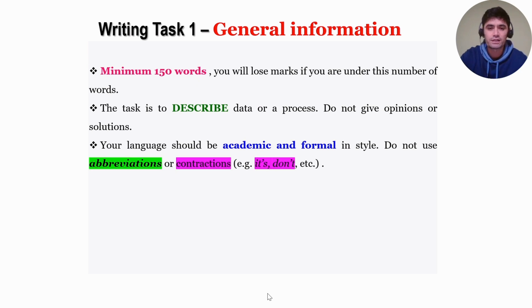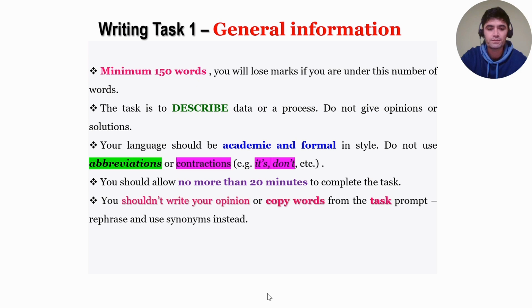And of course, like the other types of tasks, your language should be academic and formal in style. You shouldn't use abbreviations or contractions, for example, it's, don't, etc. And it's better for you to spend 20 minutes on this task. You shouldn't write your opinion or copy words from the task prompt; rephrase and use synonyms instead. Never use bullets; write as if you are writing an essay or a letter.